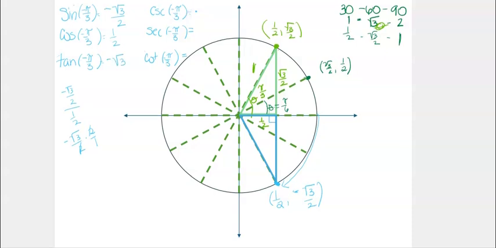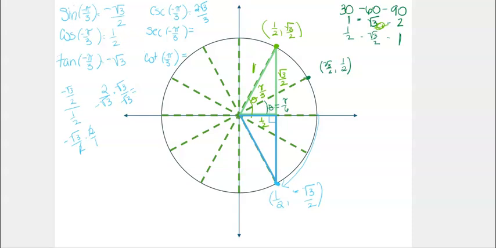We need to find the reciprocal functions. Cosecant is the reciprocal of sine, and since the sine of negative pi over 3 is negative square root of 3 over 2, the cosecant of negative pi over 3 would be 2 over negative square root of 3, which when I rationalize the denominator, I multiply both the numerator and the denominator by square root of 3 over 3, and that ends up becoming 2 square roots of 3 over 3.